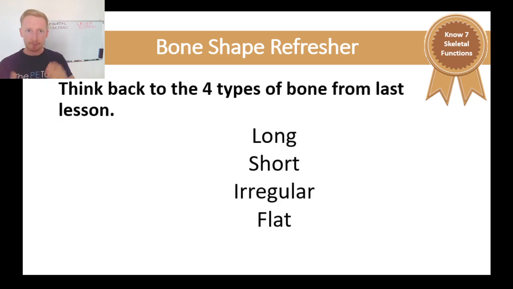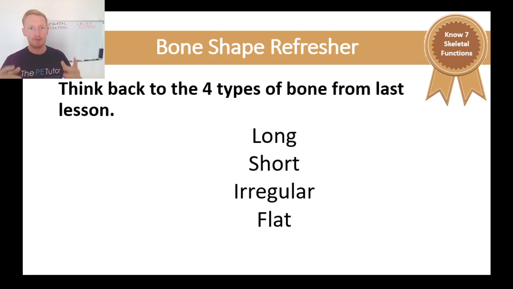So just to recap from last session, we did look at the 4 different types of bone and how we have long, short, irregular, and flat bones. Long being where the length dimension is the greatest. Short, we've almost got this cuboid, squat shape where each dimension of length, width, and depth are very similar.